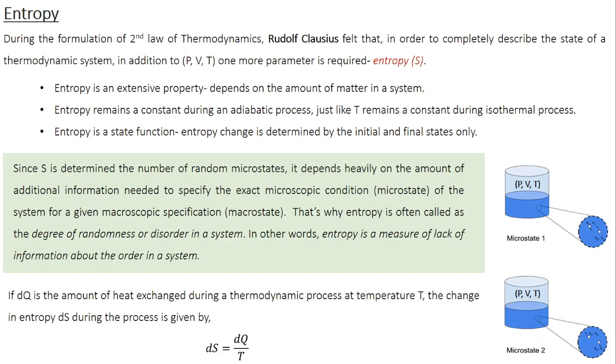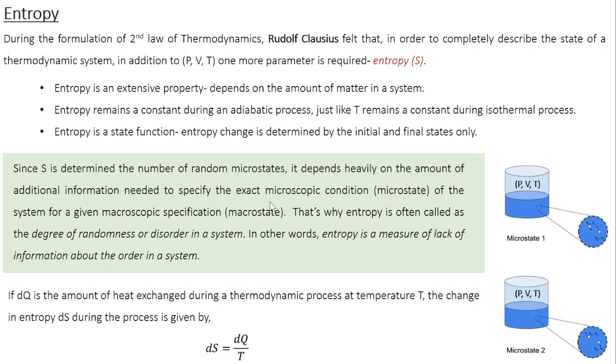So typically, you can have a large number of microstates corresponding to one single macrostate, and oftentimes the microstates are quite random. It's difficult to predict the microstates. And entropy, being microscopic in origin, is determined by the number of random microstates. So it depends heavily on the amount of additional information needed to specify the exact microscopic condition, or microstate, of the system for a given macroscopic specification, or for a given macrostate.